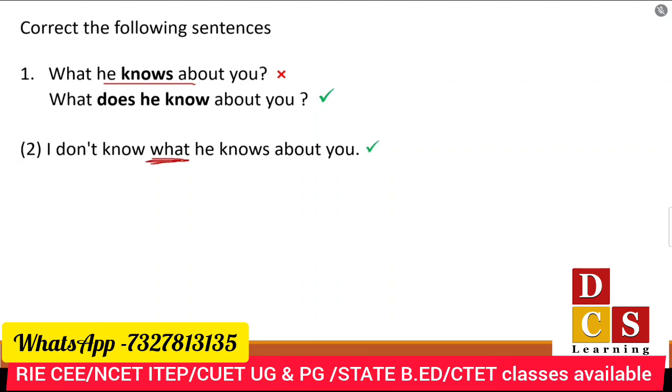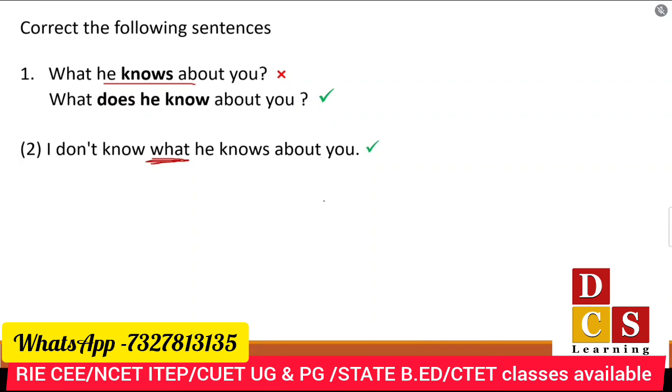No, sir. Another sentence we can say, I don't know where he has gone. मुझे नहीं पता वो कहाँ गया है. Yes or no? Yes, sir. But here in the first sentence there is a question. What does he know about you? वो क्या जानता है तुम्हारे बारे में? This is a question I'm asking someone. Yes or no? Yes, sir.